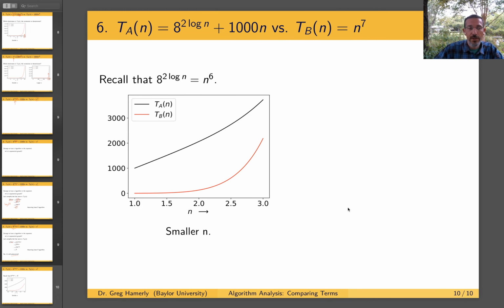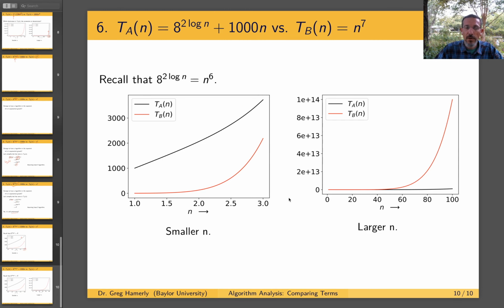So here are the graphs for these two functions. A, which is this, is growing like this, and it looks like it's growing faster for very small values of n. But as n grows up to 100, then b takes over, because b is n to the 7th, whereas a is more like n to the 6th.